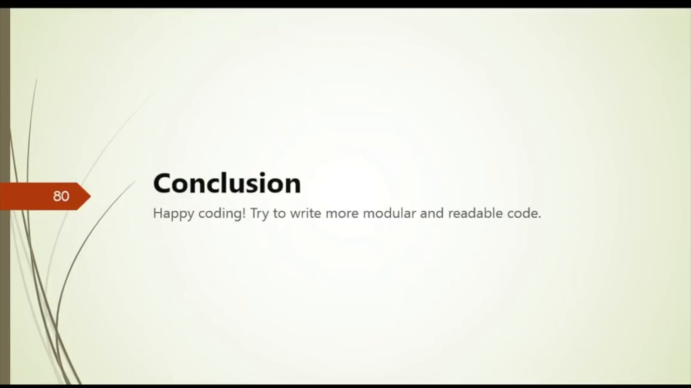Finally, happy coding. Try to make your coding more modular and readable. And to make your code readable, don't forget to use the naming conventions. In the demo coding, I really haven't shown you the naming conventions, but it's really a good practice when you write real life code or enterprise code. You should follow the naming conventions. It's really very helpful and makes your code much more readable.